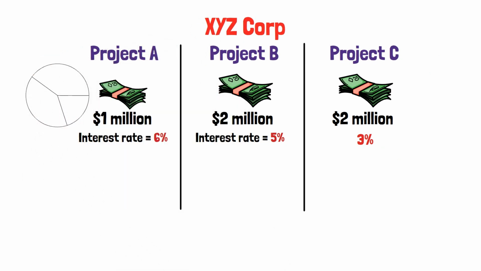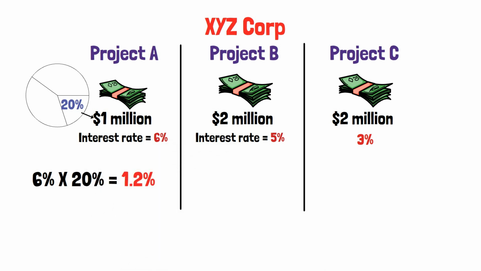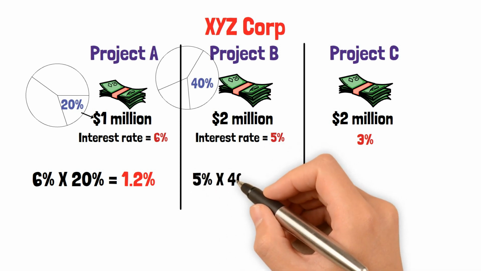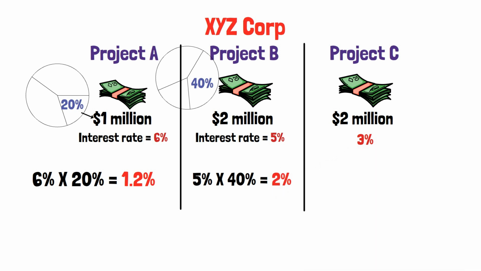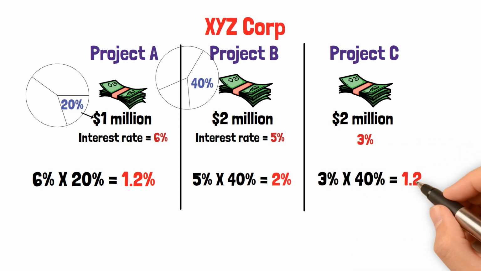Project A represents 20% of the total invested money, $1 million divided by the $5 million total. So, we weight the project's 6% interest rate by multiplying it by 20%, for a total of 1.2%. Project B represents 40% of the total invested money, since it's $2 million of the $5 million total. So, its 5% cost of capital is weighted by multiplying it by 40%, for a total of 2%. Project C has an opportunity cost, and thus a cost of capital, of 3%. It also represents 40% of the invested money, so we'll weight it by multiplying 40% times 3%, for another 1.2%.